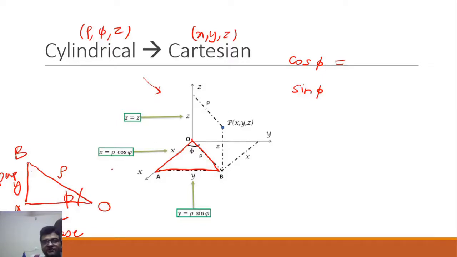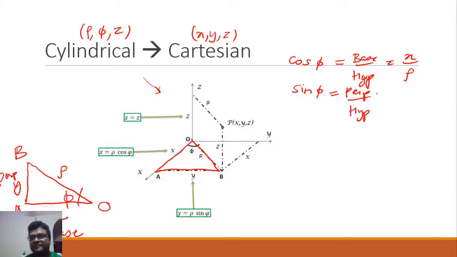In the triangle OAB, cos phi is base upon hypotenuse. And what is the base here? The base is x and the hypotenuse is rho. And sin phi is perpendicular upon hypotenuse, and the perpendicular here is y and the hypotenuse is again rho.